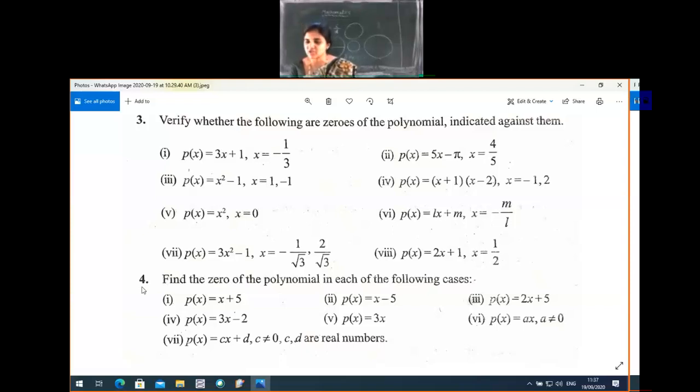And in the last question, find the 0 of the polynomial in each of the following cases. In the fourth question, you have to find out the 0 of the polynomial. Just now we discussed how to find the 0 of the polynomial. It is like solving the equation P of x is equal to 0. Then in place of P of x, you have to take x plus 5, first question. x plus 5 is equal to 0, then x is equal to minus 5. By looking at the problem only, you can easily give the answer.